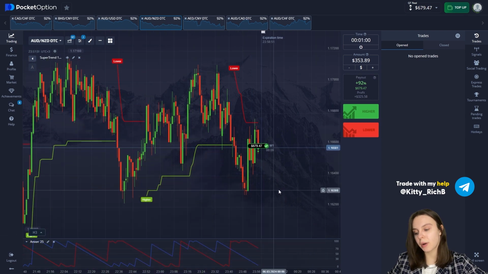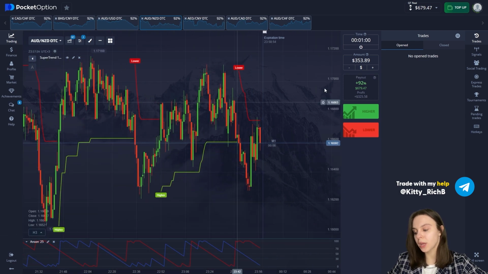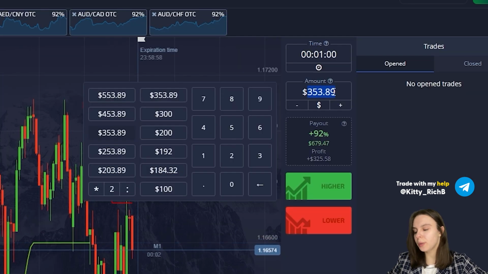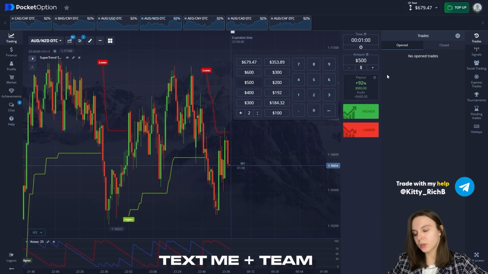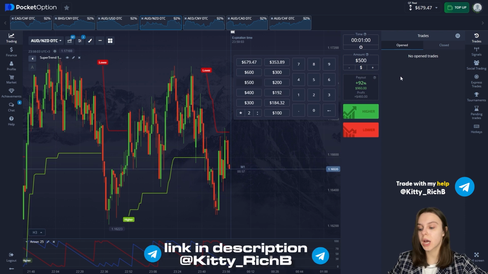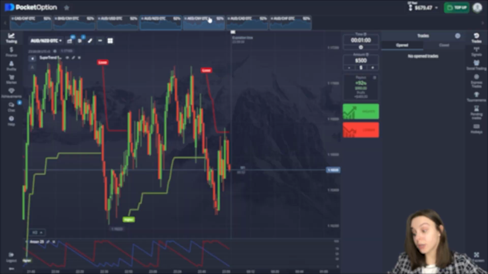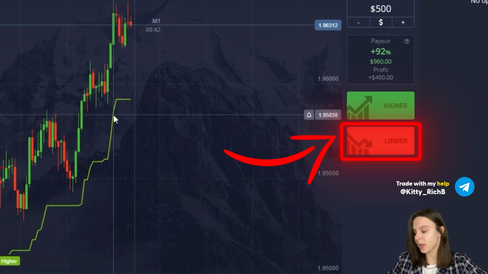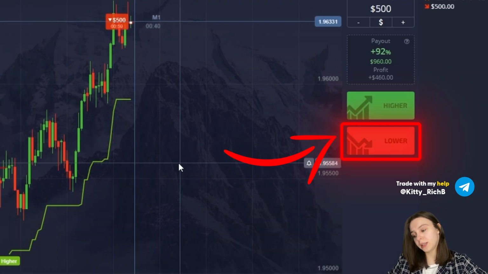Let's increase the amount of our next deal again. Let's go up to about $500. So we move on to the next currency pair where we will try to achieve our goal of $1,000. Dear traders, we have moved on, perhaps to our last currency pair. Let's open a downward trade.